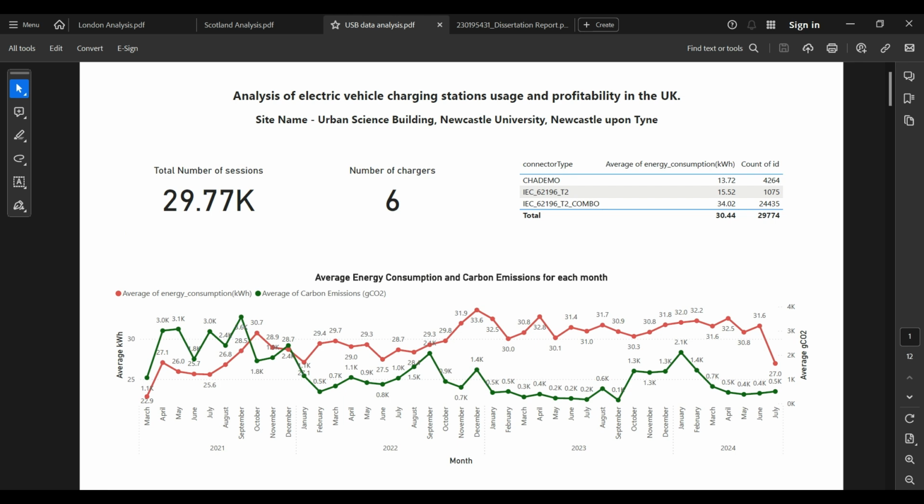So if we look at the overall energy consumption for urban science building charging station, we can see that the energy consumption is increasing in each month, but we have seen a downfall in the last month in July 2024. And if we look at the carbon emissions, they follow a kind of opposite trend. Like the carbon emissions were the highest in the early year 2021, but it can be seen decreasing over the years.